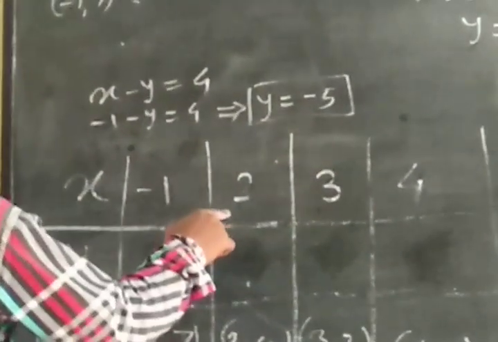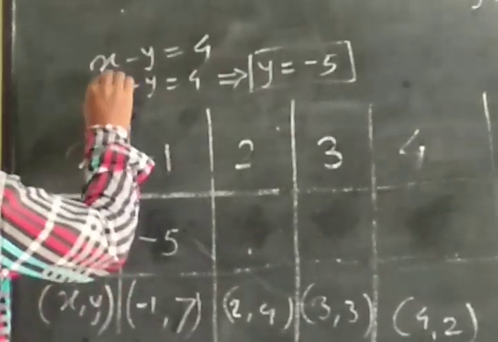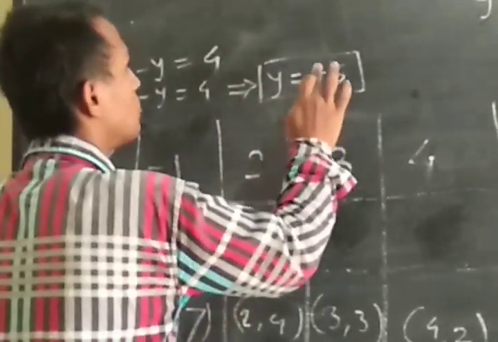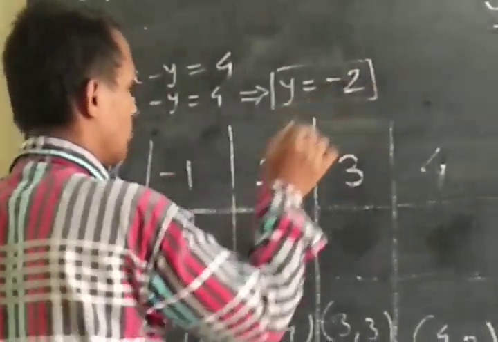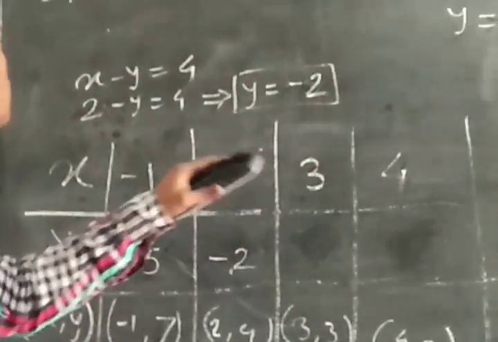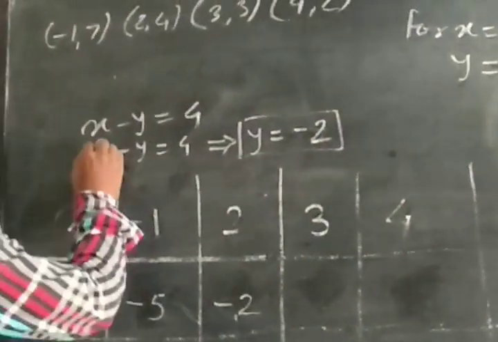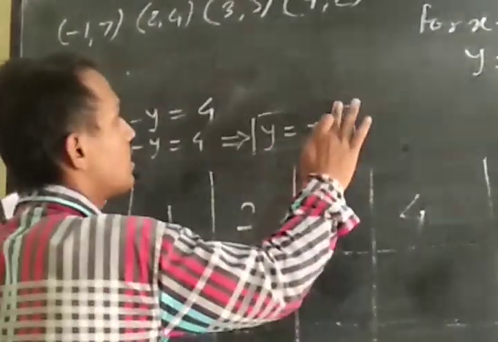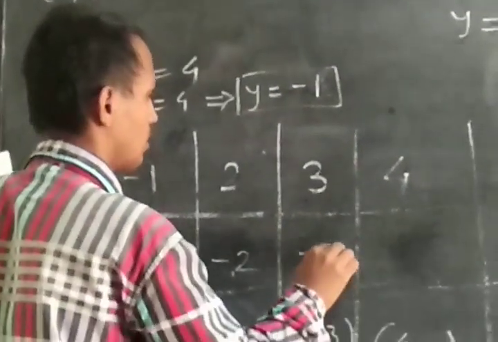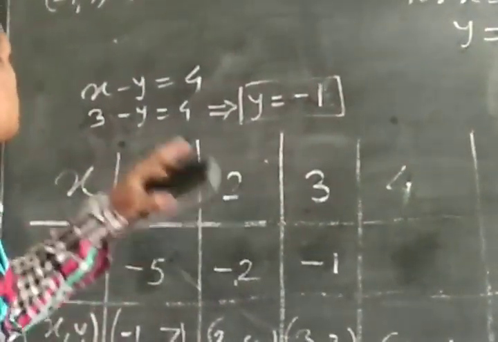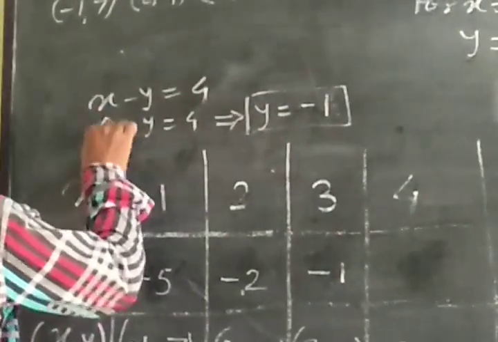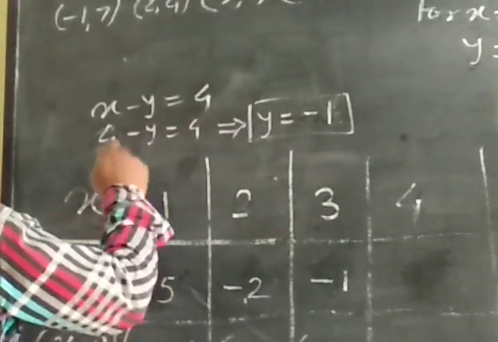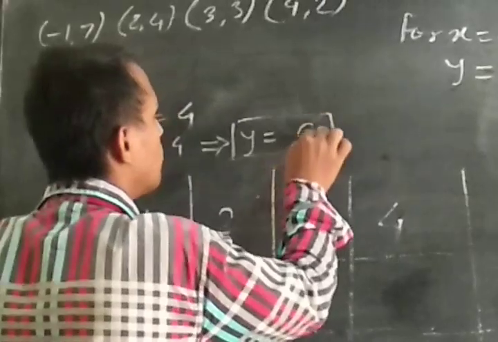Similarly for the second value, x is equal to 2. 2 minus y is equal to 4, therefore y is equal to 2 minus 4, that is minus 2. Similarly for x is equal to 3, just put the value of x as 3. Then y is equal to 3 minus 4, that is minus 1. And for x is equal to 4, just put the value of x as 4. Therefore 4 minus 4, that is 0. We get the value of y as 0.